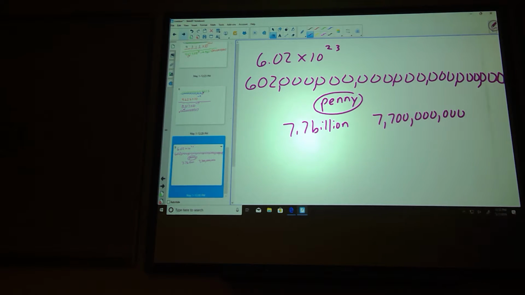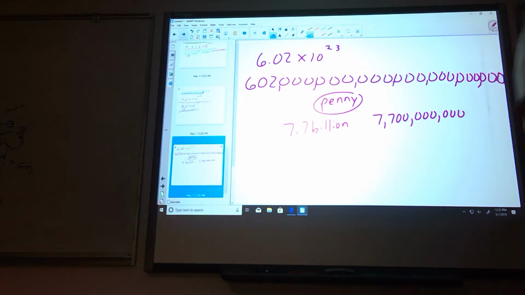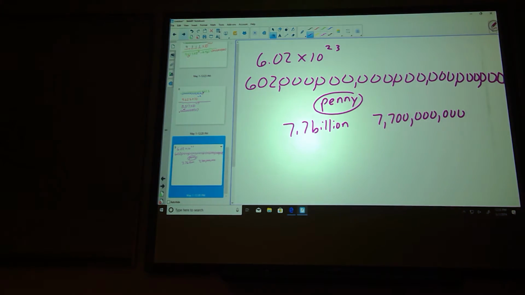So, if we were to say, okay, let's say we had 6.02 times 10 to the 23rd pennies. That is a lot of pennies. So I'm going to say, okay, well, that's fine. So 602, and then a long string of zeros. It almost goes all the way across my screen. Divided by 7.7 billion.